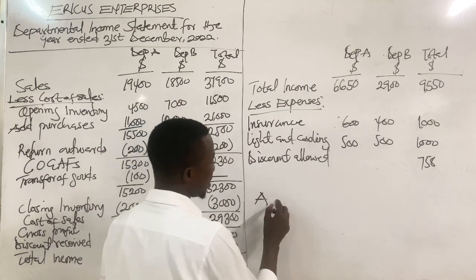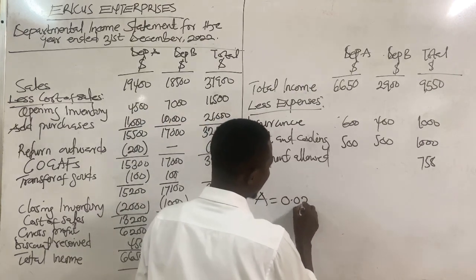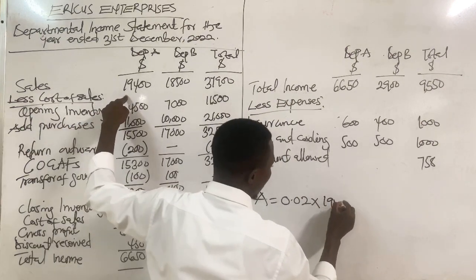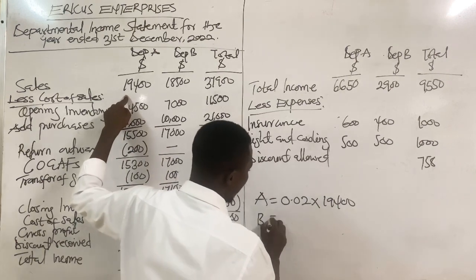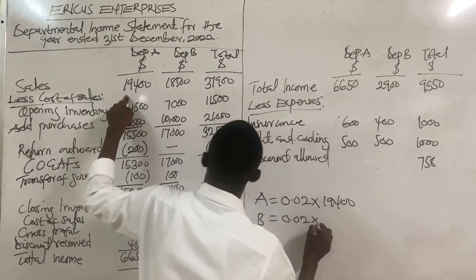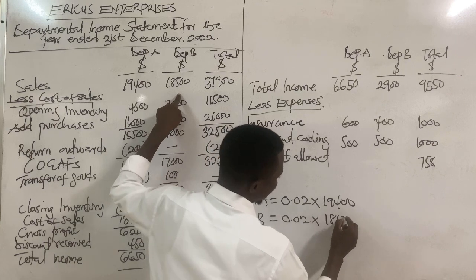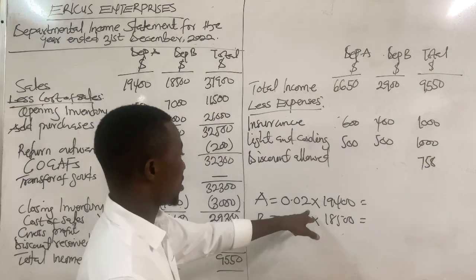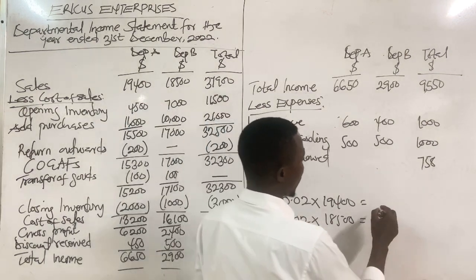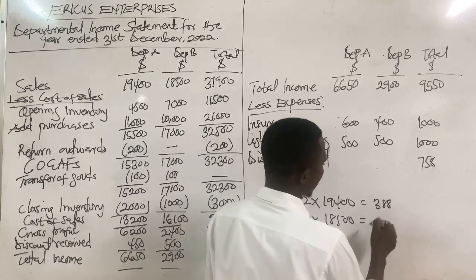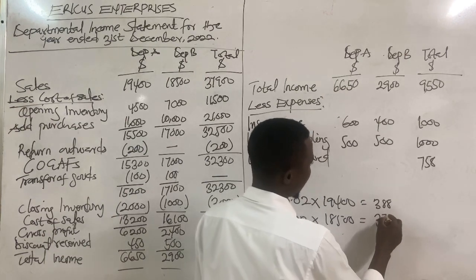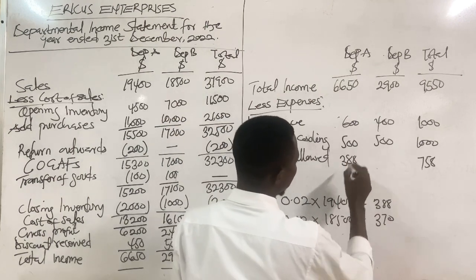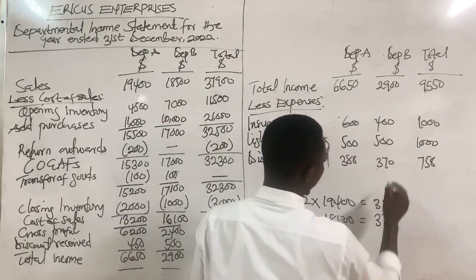So for department A, 2%, that is 0.02 multiplied by the sales. The sales for department A is 19,400. For department B, the same 2% multiplied by its sales, 18,500. So for department A, we get an amount of 388. Department B, 370. So we allocate the expenses to them. Very good.